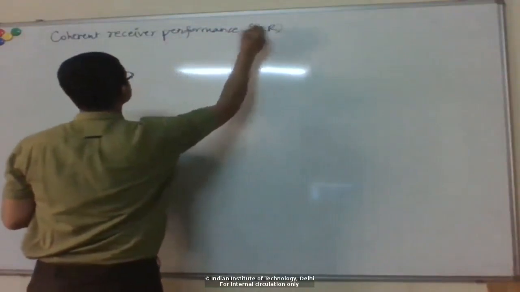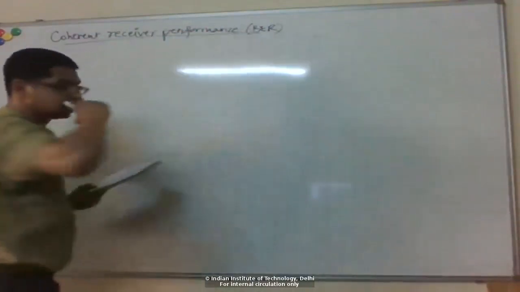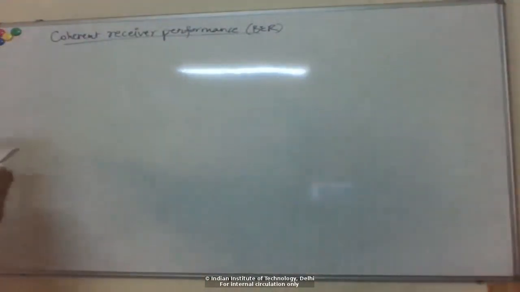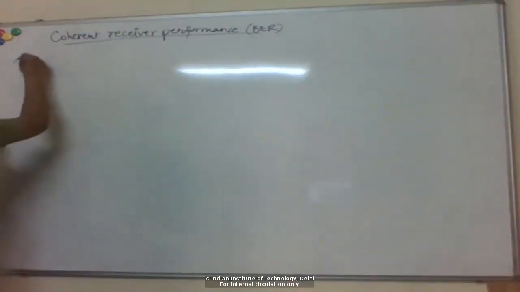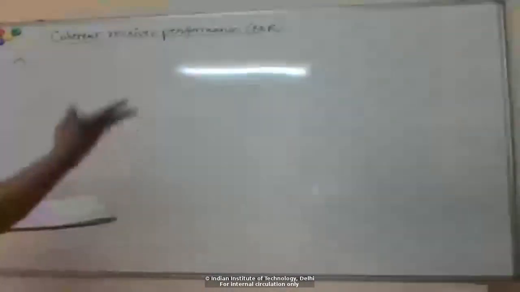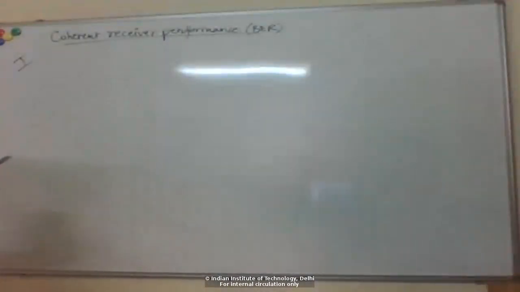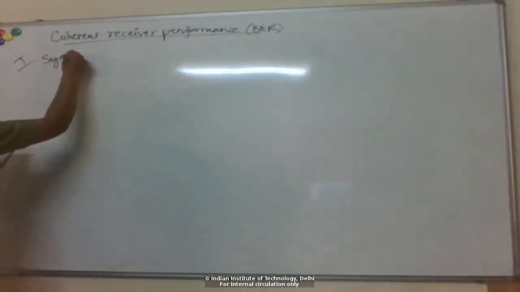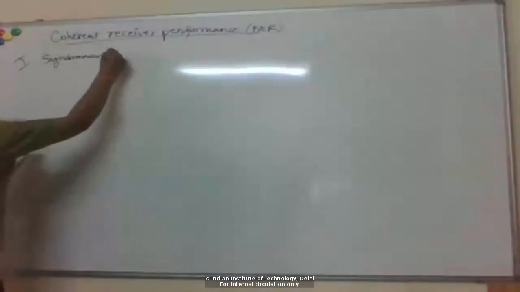So again, we are ultimately interested in the BER performance of a link, right? That's the metric we'll be using, or the receiver sensitivity to obtain a certain BER. So let's first look at synchronous receivers, right?